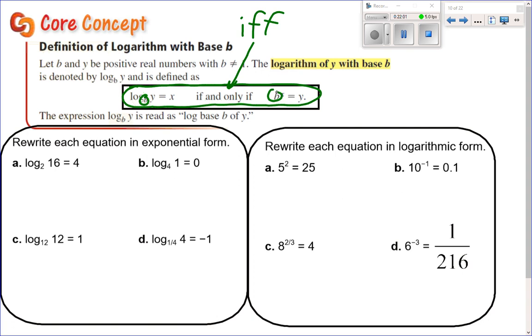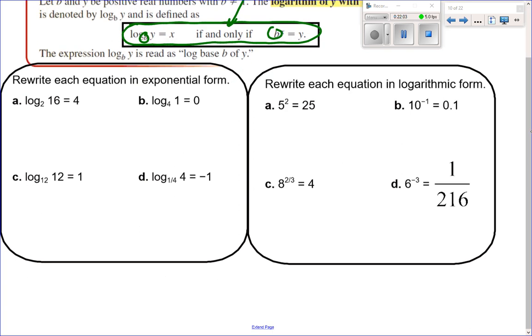Okay. So, examples. Rewrite each equation in exponential form. It's all about the base. So this has a base of 2. If I'm going to rewrite this in exponential form, my exponential expression will have a base of 2.